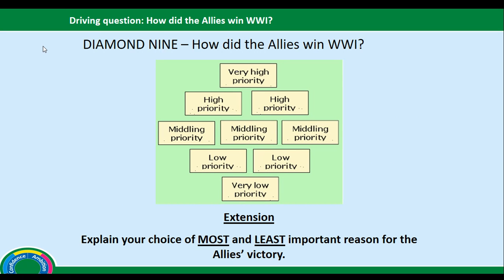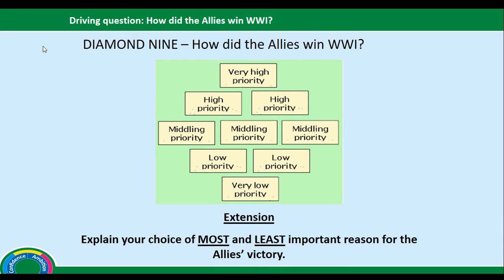Diamond 9. For this task, you will be asked to create a Diamond 9. Some of you may be familiar with this, others not, so I will explain. As you can see here, you have 9 boxes arranged in this diamond pattern. The aim of this activity is to place the factors going from high significance or importance at the top, going down to the least significance or least important region at the bottom.